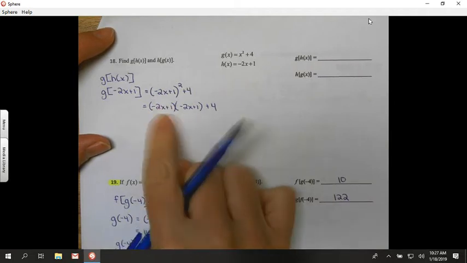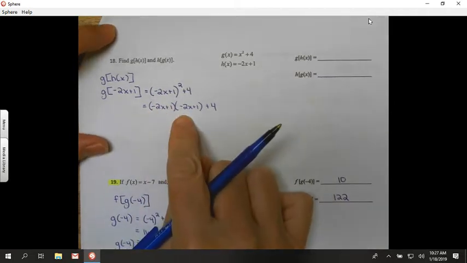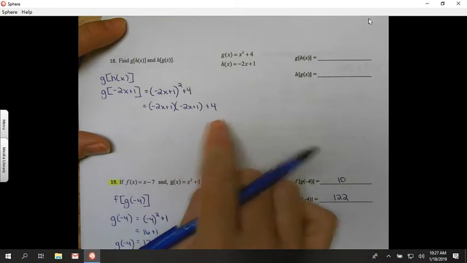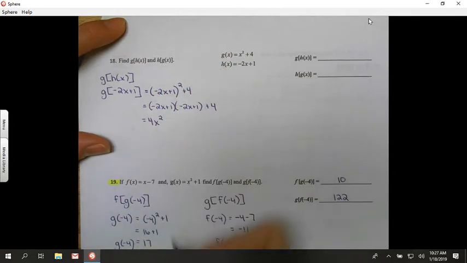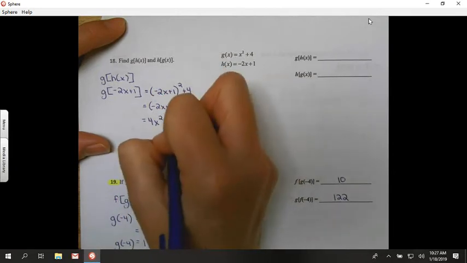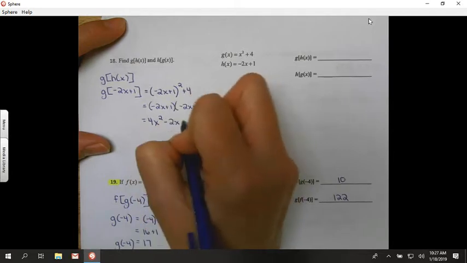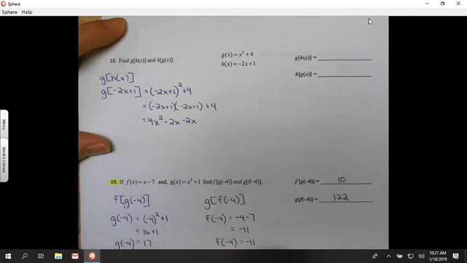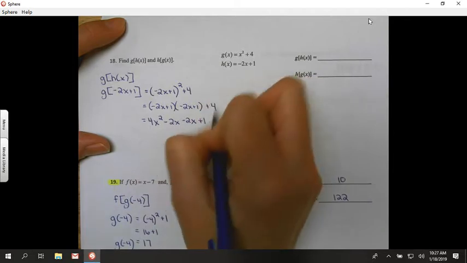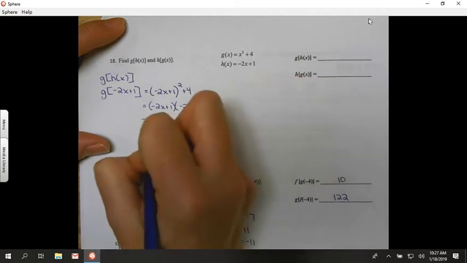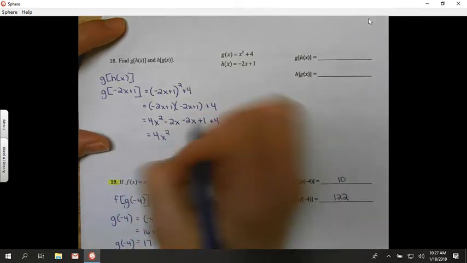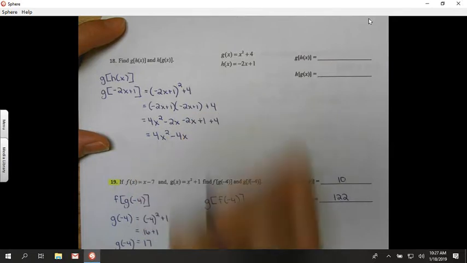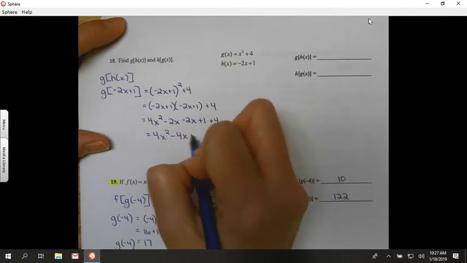I'm going to have to go ahead and multiply these just like we multiply our polynomials. And then if I have any like terms, combine them. So negative 2x times negative 2x gives me a 4x squared. Negative 2x times 1 gives me a negative 2x. 1 times negative 2x gives me a negative 2x. 1 times 1. And then I still have my plus 4 on the outside. So there's no other squared terms. But I have a negative 2x and a negative 2x. It's going to give me a negative 4x. And I have 1 plus 4, so 5.